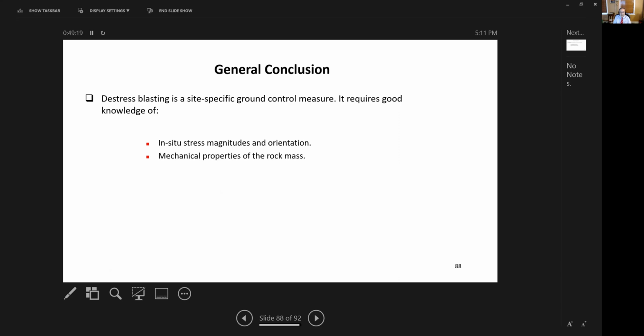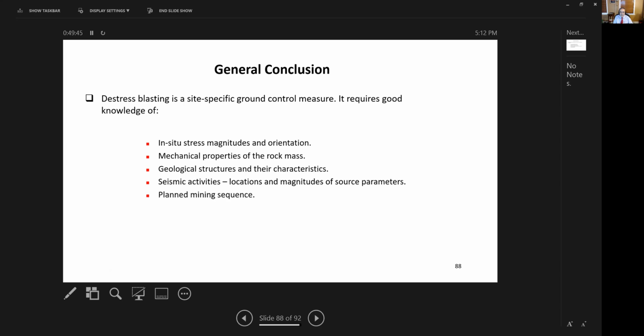Mechanical properties of the rock mass, undoubtedly, we need to know them very well and characterize them, as well as the geological structures and their characteristics. You need good knowledge of seismic activities, seismic source parameters, locations, magnitudes. A good database will help you identify the areas that need distressing. The planned mining sequence is very important. For the life of a mine plan, what is the stope sequence? And a good knowledge of blast design and practice.